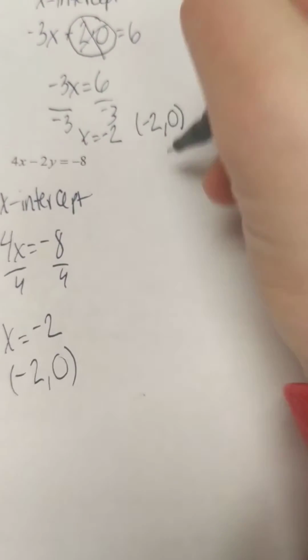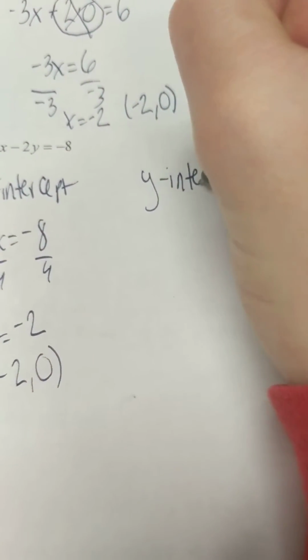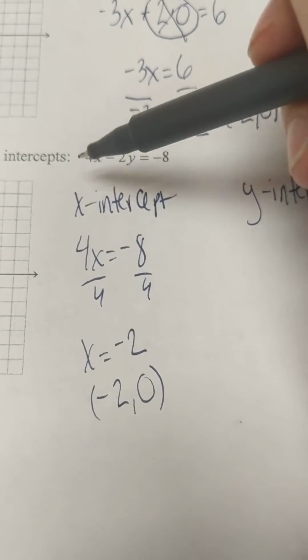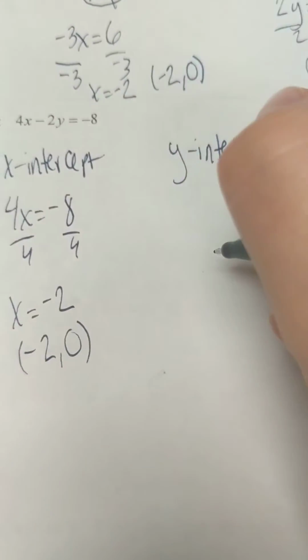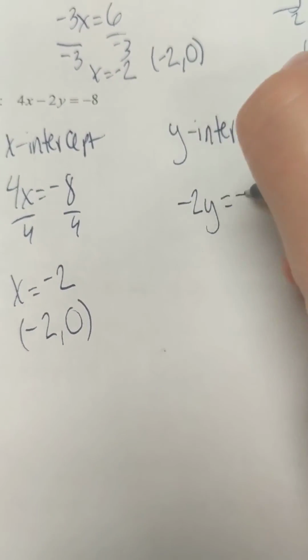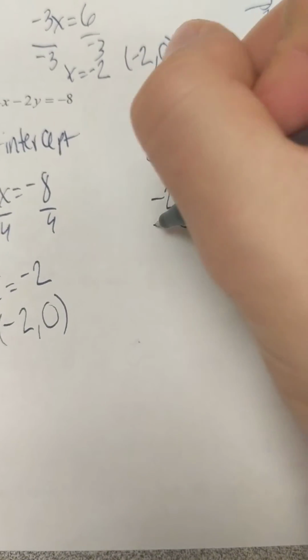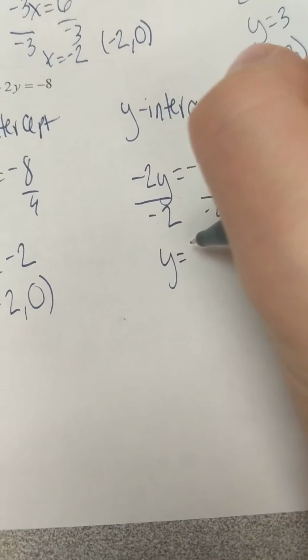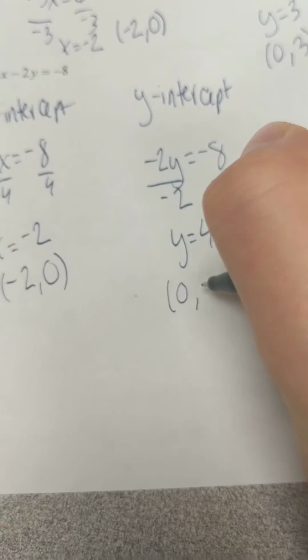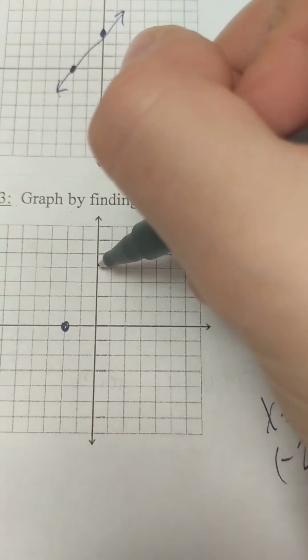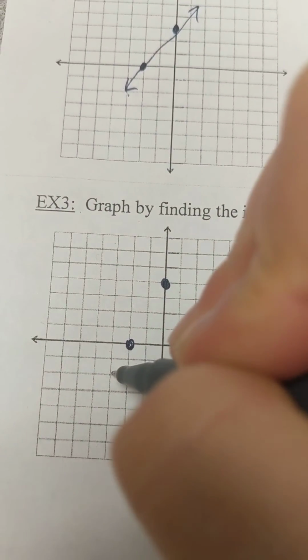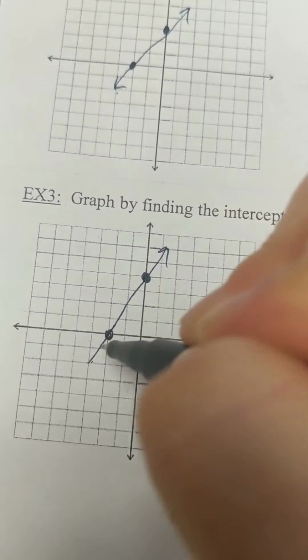Then we're going to find your y-intercept. Since we're solving for y, we plug 0 in for x, makes that term go away. Leaves me with negative 2y, make sure you have that minus sign, equals negative 8. Then divide by negative 2. Gives me y equals negative 8 divided by negative 2 is positive 4. So my x value is 0, my y value is positive 4. So go to (0, 4) on the y-axis. And graph your line.